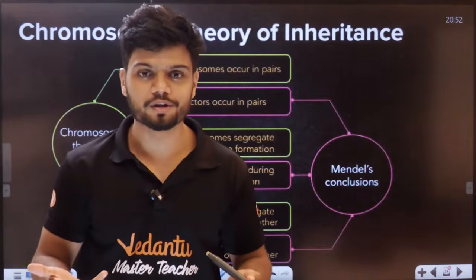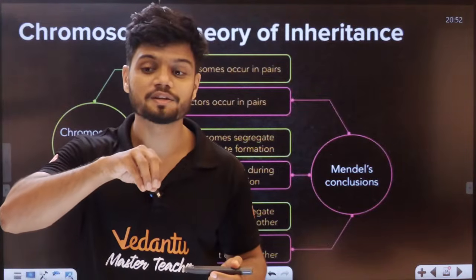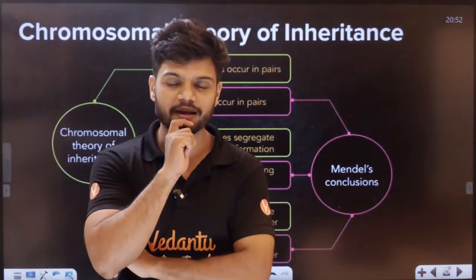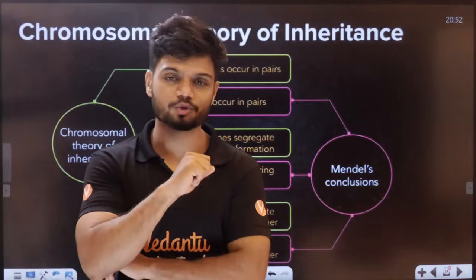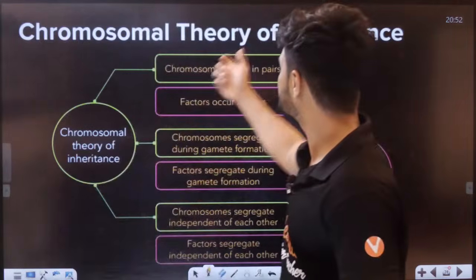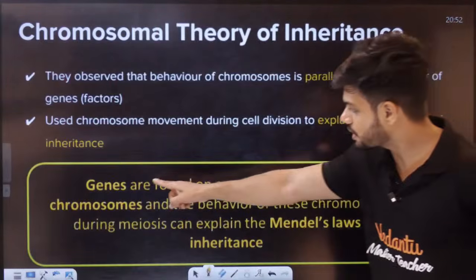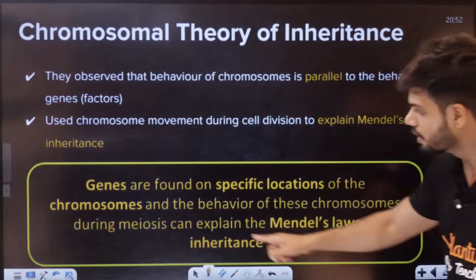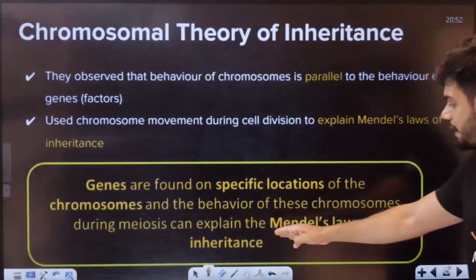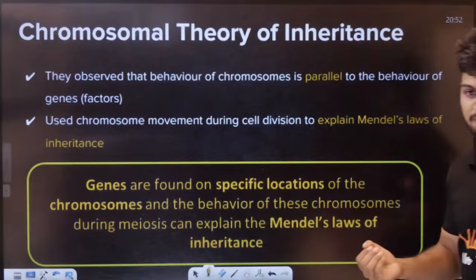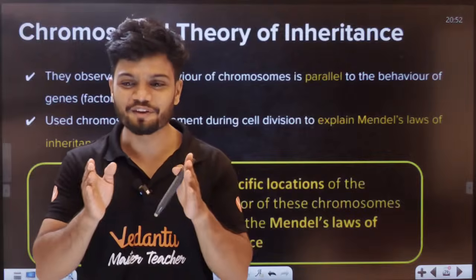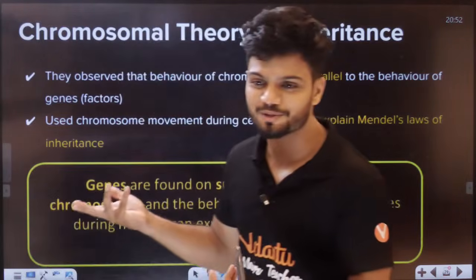Why is there a similarity? There is a similarity because genes are present on the chromosome. Behavior of a chromosome is similar to behavior of a gene. Genes are found on specific locations of the chromosome, and the behavior of these chromosomes during meiosis can explain Mendel's law of inheritance. That's all students. That is all the concept. Behavior of a gene is similar to behavior of a chromosome.